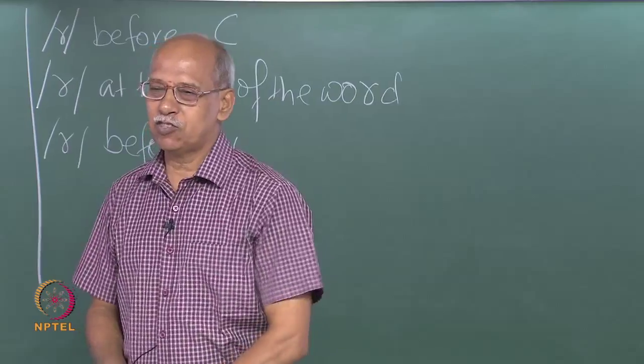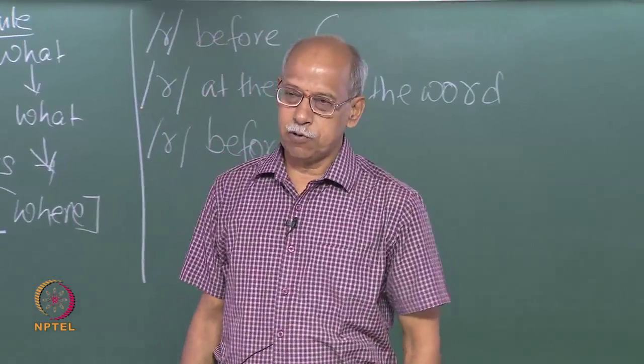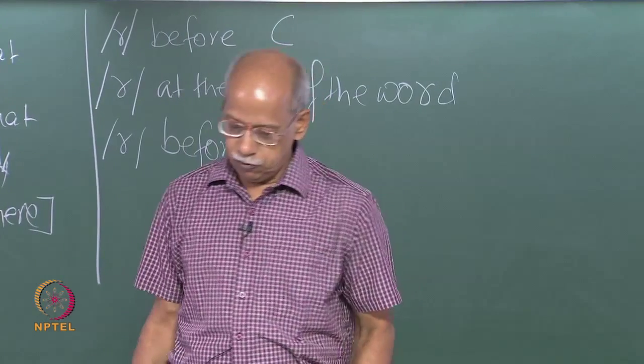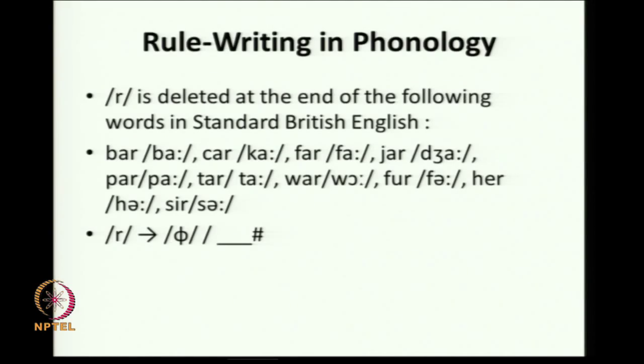Ra is pronounced when it comes before a vowel. You can classify your data. You can say Ra is deleted at the end of the following words in Standard British English.